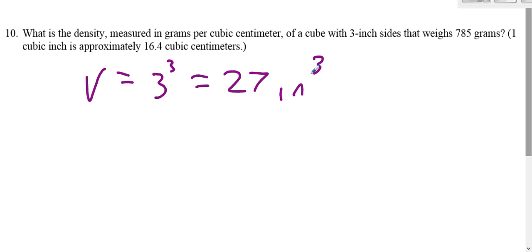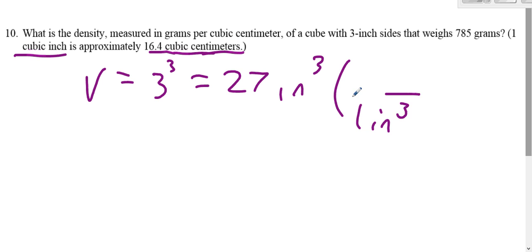We need to convert that using the fact that 1 cubic inch is approximately 16.4 cubic centimeters. So to do the conversion, we've got cubic inches on top, so we put the 1 cubic inch on the bottom so that they cancel each other out. And then the 16.4 cubic centimeters up top.